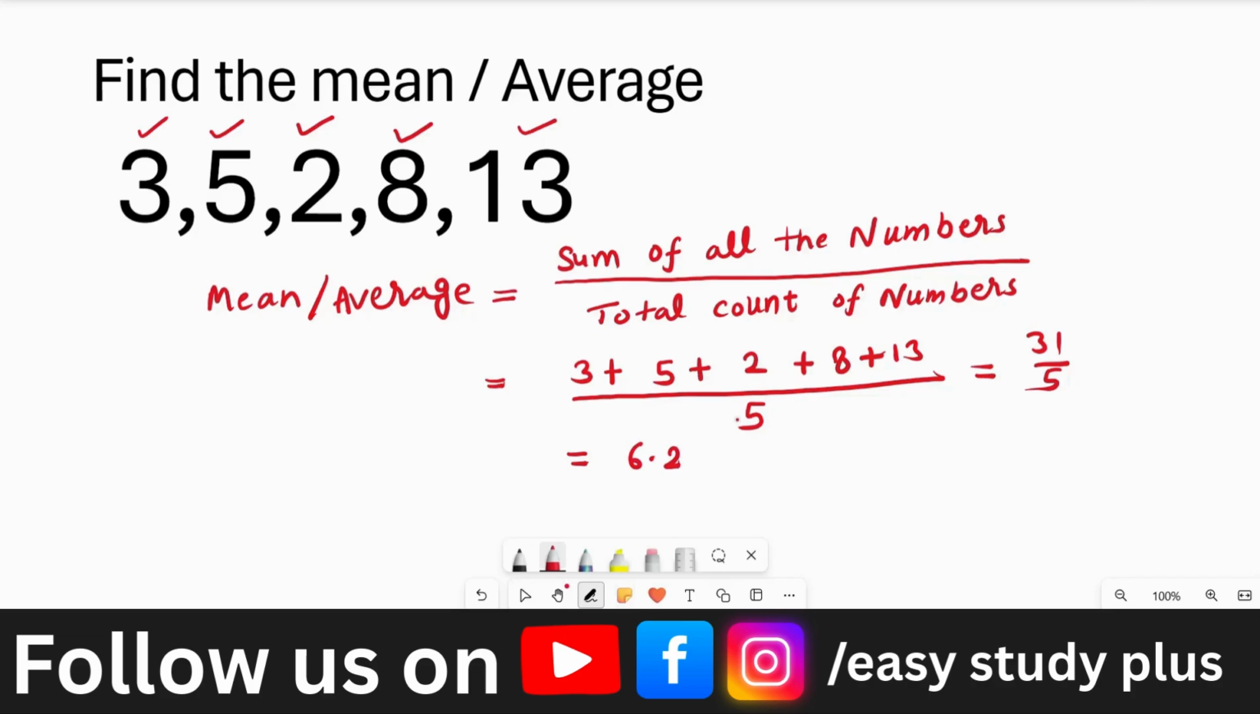It means 6.2 is the number about which most of the data is clustered. Most of the data is distributed about 6.2. This is what is represented by the average. You can also say that if all these numbers are distributed equally, then each number would be 6.2. This is what is represented by the average.